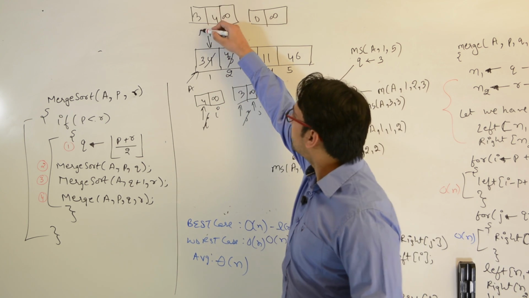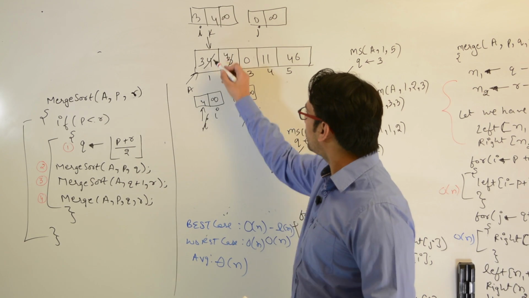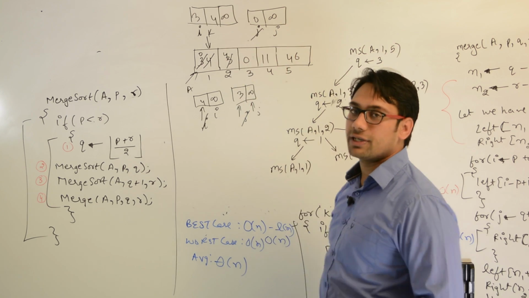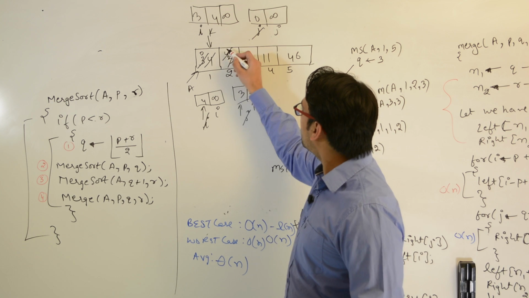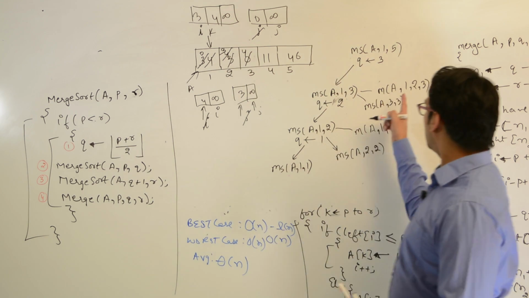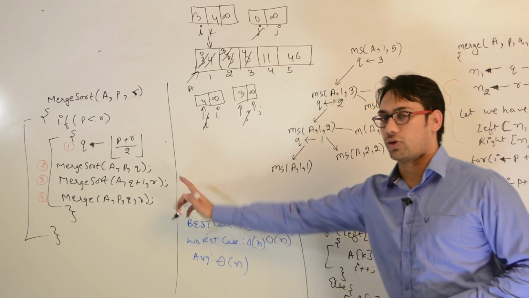So we have the pointer i and the pointer j. Now this 0 is less than 3, therefore 0 will be copied here, then j will be incremented. Now j is at the infinity, therefore all this data will be copied here. So 3 will come here and then 4 will come here. Now this statement has executed all its statements, all these 4 lines.